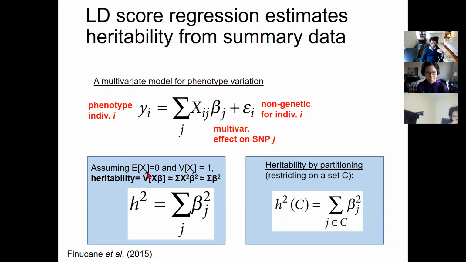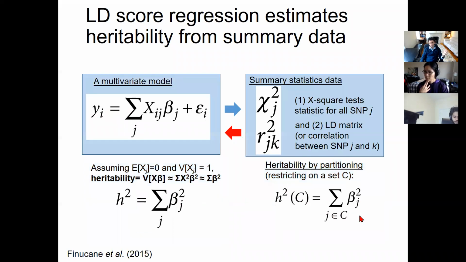And assuming that the expectation of these genetic loadings is in fact 0, and this variance is 1, then the heritability is given by V of Xβ, which is the sum of x squared β squared for every one of those loci, and it's basically the sum of all of these β squares. So basically that heritability is effectively the sum of the effect sizes. And by partitioning, by restricting on a particular set, then that heritability partition on that set is simply the sum over just those subsets multiplied by that effect size.